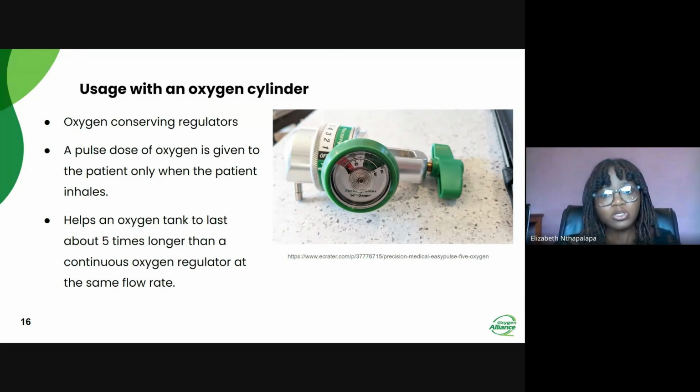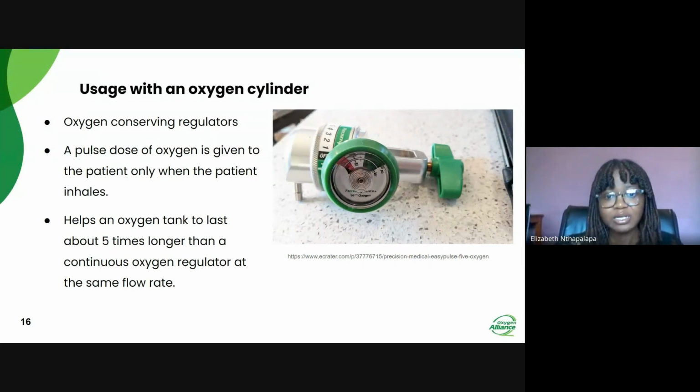Also, these oxygen conserving regulators give a pulse dose of oxygen to a patient only when the patient inhales. So we can see that it is the very same technology, but now we are using it on a cylinder. We are able to appreciate that we'll be able to keep the cylinders lasting about 5 times longer than when using a continuous oxygen regulator at the same flow rate. I believe this is well and clear enough.